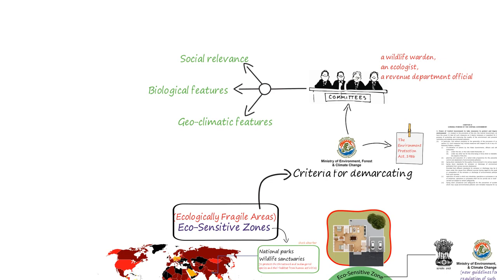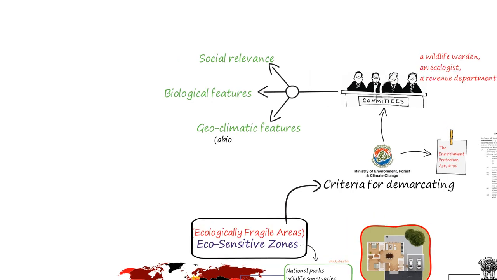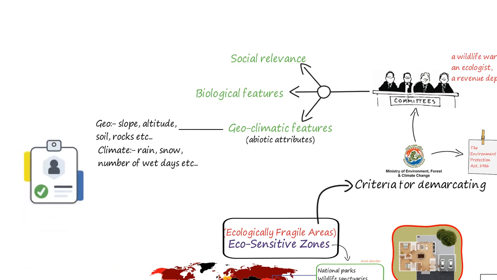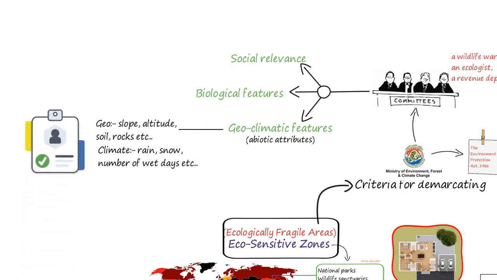Basically, we are talking about the environment, which comes under abiotic attributes. By looking at the words, you can easily figure out what it means. Geographic features of a place such as slope, altitude, soil, rocks, etc. Climatic features include rain, snow, number of wet days, etc. Hence, it is important to consider and assess these geoclimatic features while giving permits to carry out any activity in the eco-sensitive zones, and see to it that such activities do not harm the ecosystem or make it any more vulnerable.